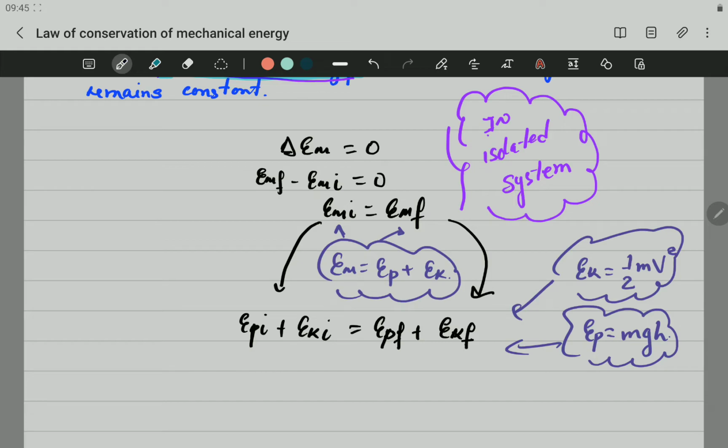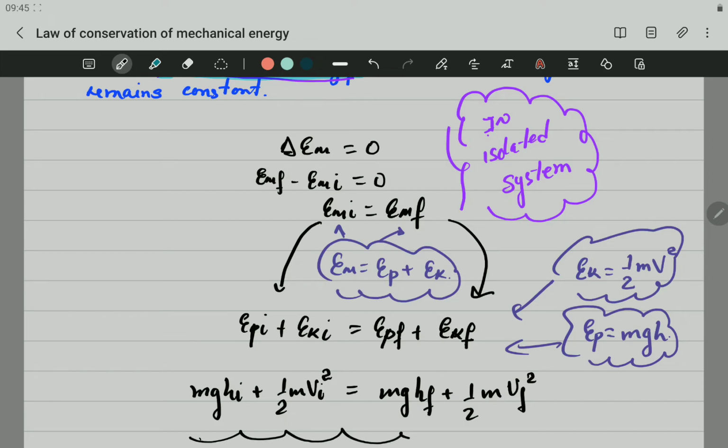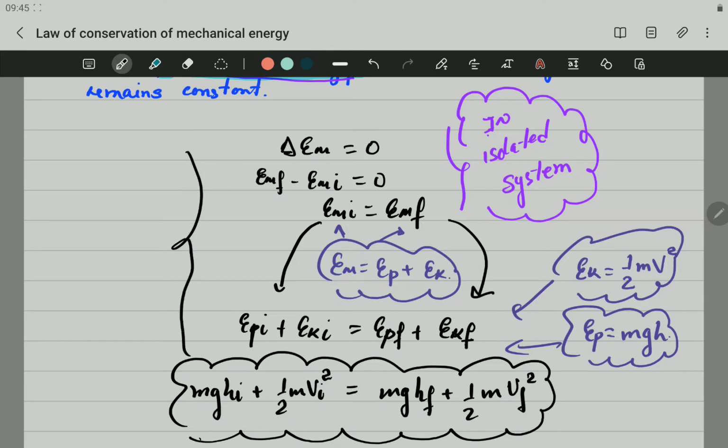So here we have the initial potential energy, which is the mass multiplied by the acceleration due to gravity multiplied by the initial height, plus half the mass of the object multiplied by the initial speed of the object to the power 2, and this is equal to mass multiplied by acceleration due to gravity multiplied by the final height plus half mass multiplied by the final speed to the power 2. This is, in other words, the principle of conservation of mechanical energy. You can use any of those expressions.